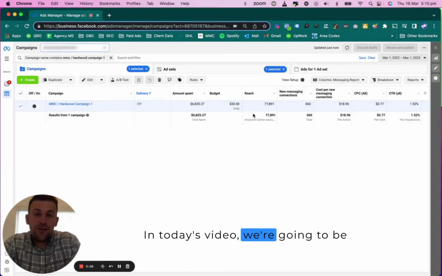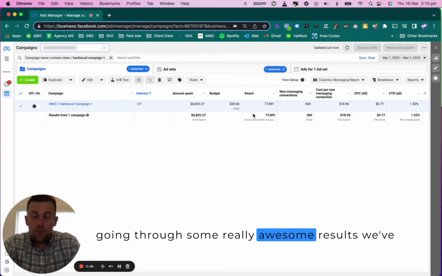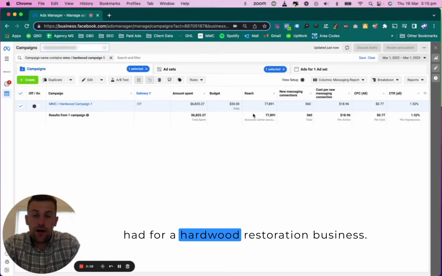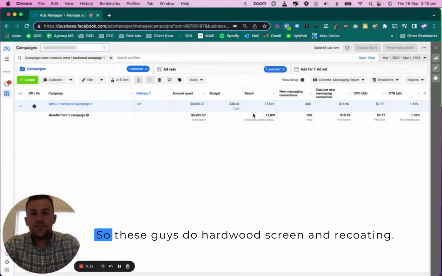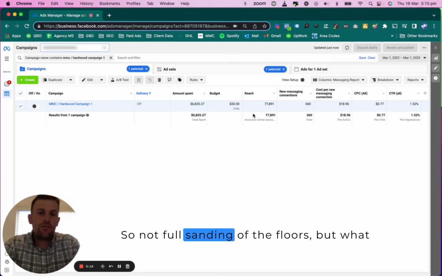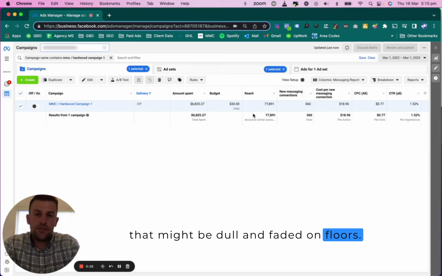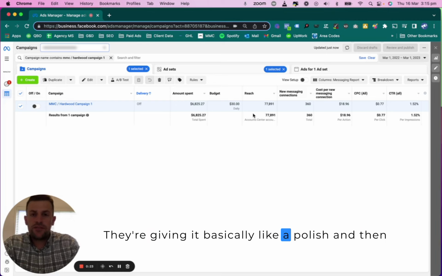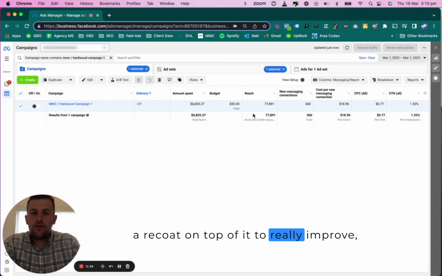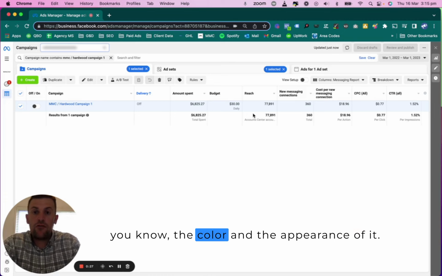In today's video, we're going to be going through some really awesome results we've had for a hardwood restoration business. These guys do hardwood screen and recoating. So not full sanding of the floors, but what they're doing is basically buffing off the old wax that might be dull and faded on floors. They're giving it basically like a polish and then a recoat on top of it to really improve the color and the appearance of it.